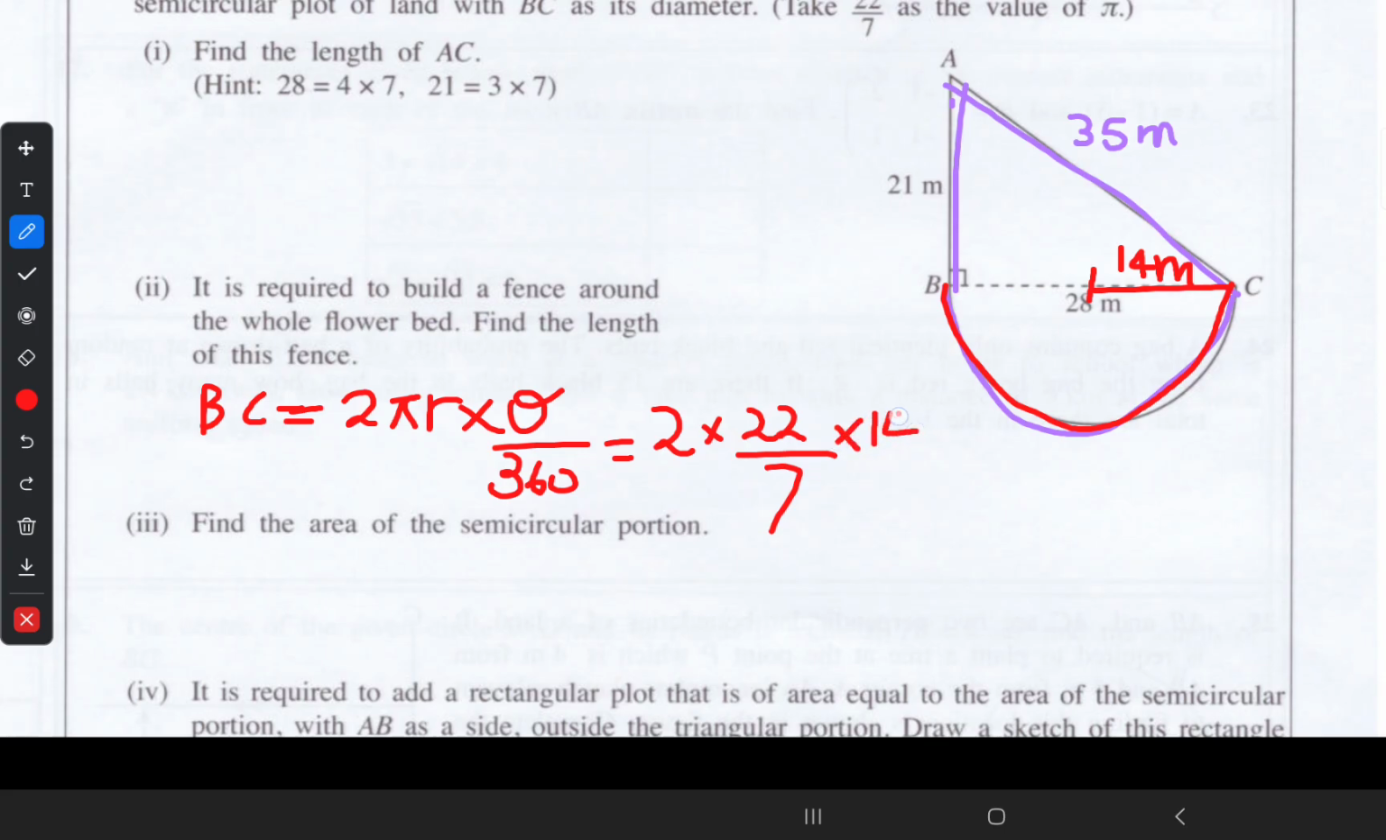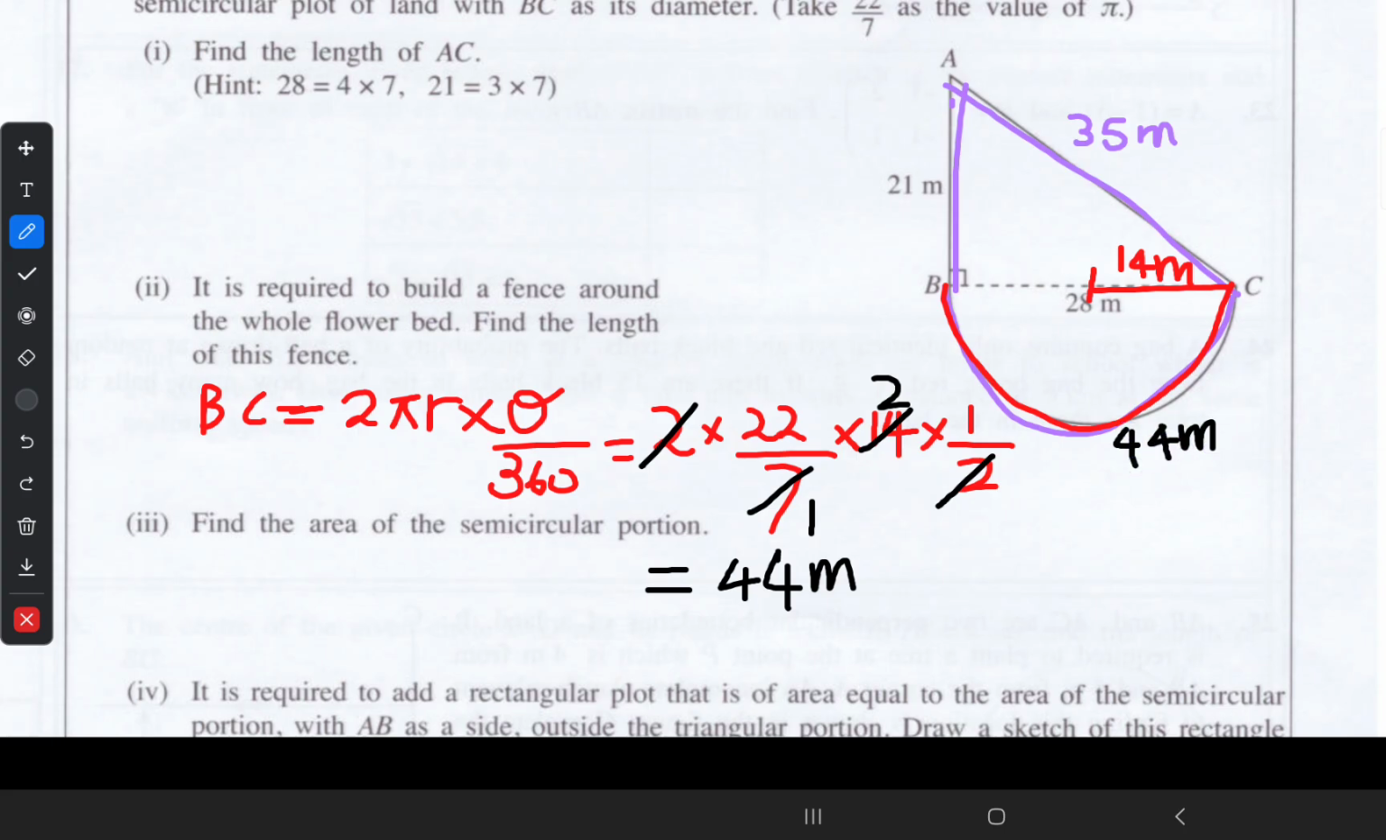Into 14 theta. This is a semicircle, so we can use half. This is a semicircle now, so we can use the fraction as half. After that, we have to simplify. We can simplify these two, and this one can be simplified with this: 1 seven is 7, 2 sevens are 14. After that, 22 twos are 44 meters. 44 meters is the arc length of this BC portion.